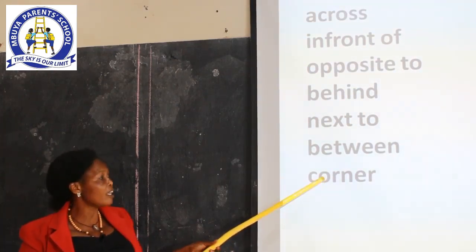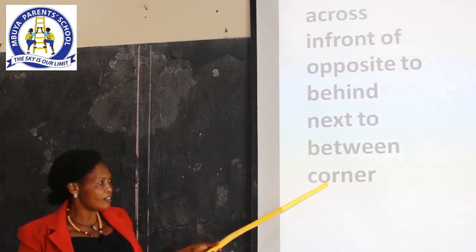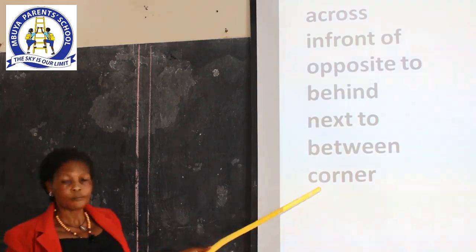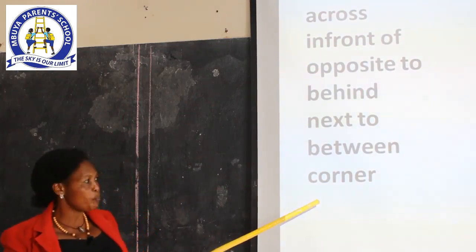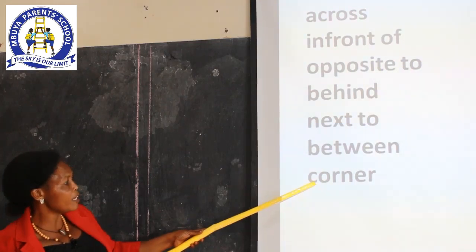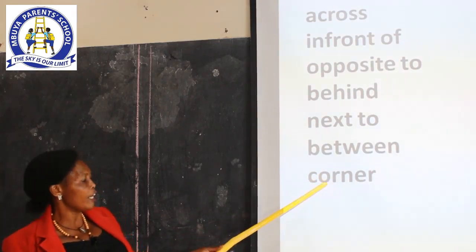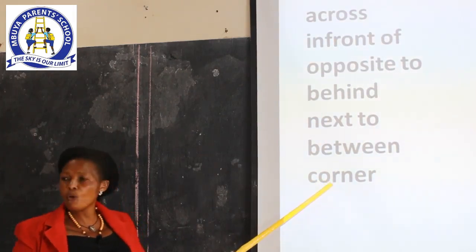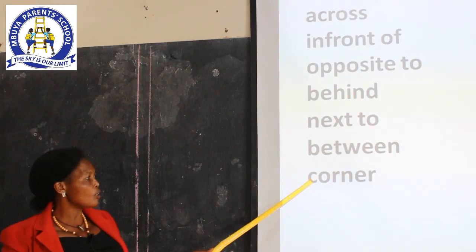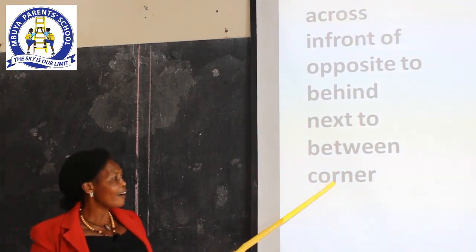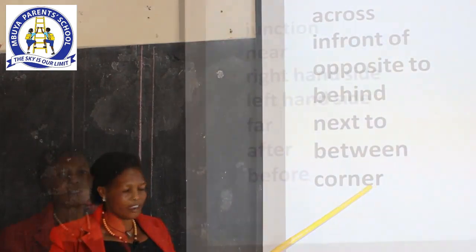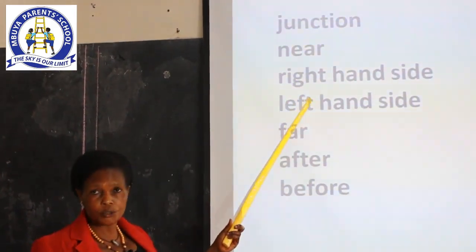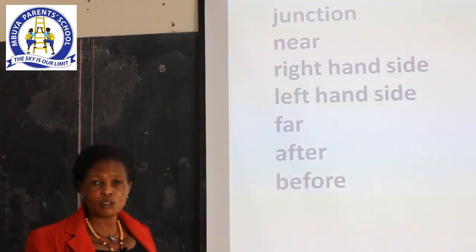Another word is, look at this word. The word is corner. Good. We can use words like this to direct our friends to places we have never been before. The word corner, there is R in between the O and the N. So don't omit the R. C-O-R-N-E-R.